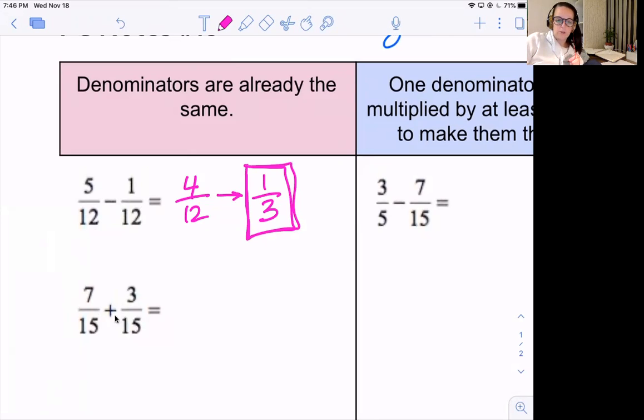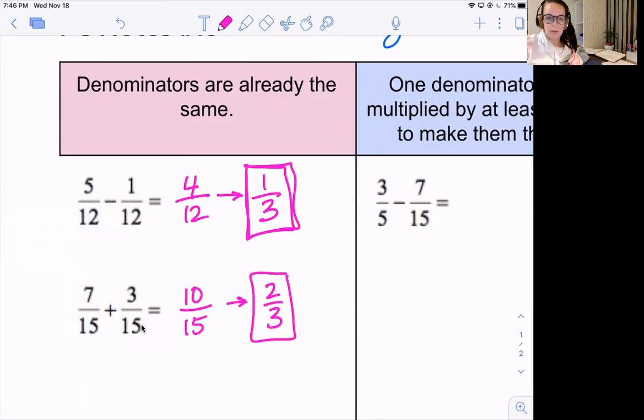Similarly, we can also do addition in the same way. So since they're 15ths, 7/15 plus 3/15 would be 10/15. Go ahead and simplify that to 2/3. Right? So just a little reminder in adding and subtracting fractions.